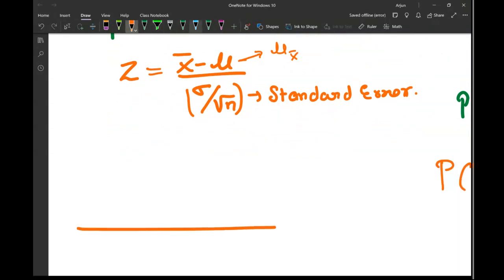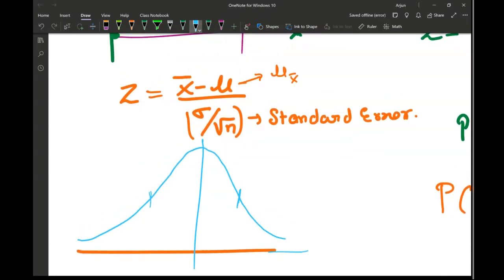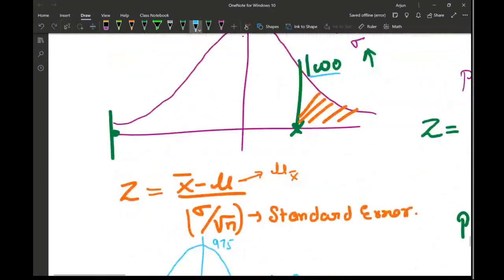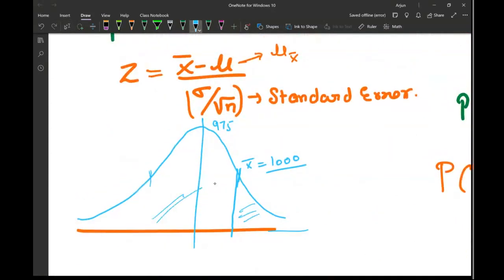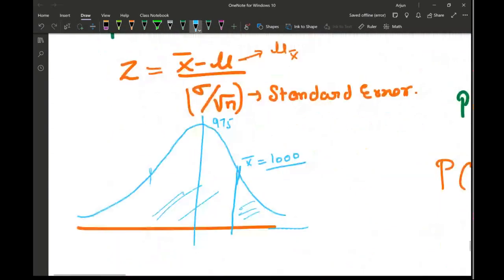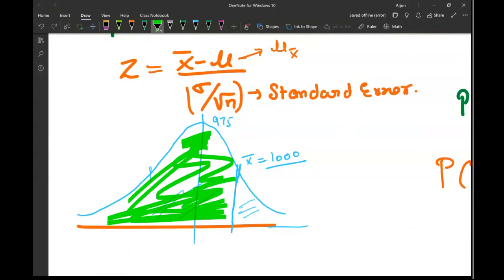Whenever we are working with the central limit theorem, the graph should look like this, with x bar values. Here x bar is 1000, so it will be on the right-hand side, because the mean is 975. I have to look for whether I am searching for the area before 1000, this section or this section. So, at most $1,000 for the 20 borrowers, I will shade this section. This is the section under consideration right now.